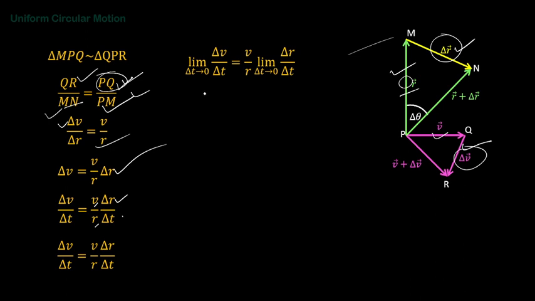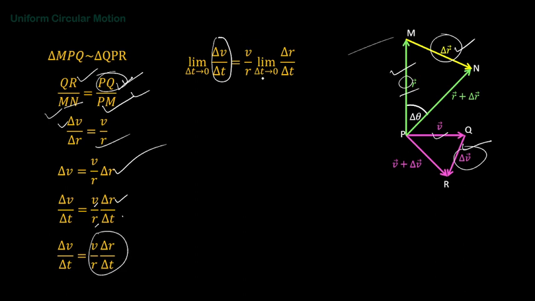Now we take the limit. We shrink the time interval delta t indefinitely and find out the limit of this ratio, change in velocity over time taken. So the limit of this ratio means the limit of this right hand side.